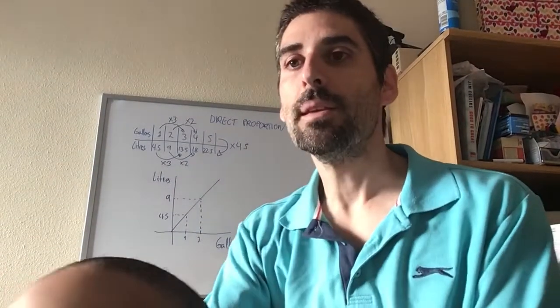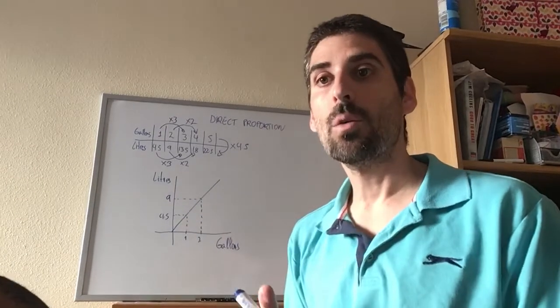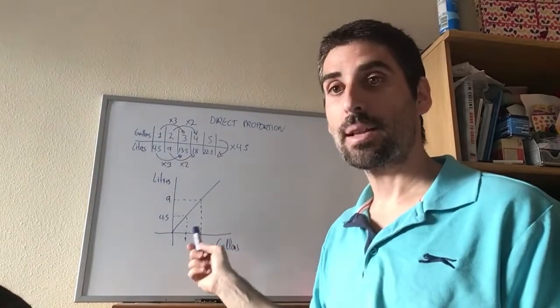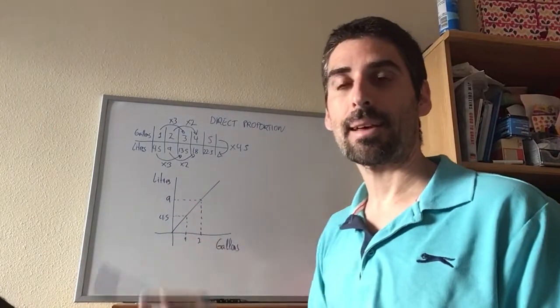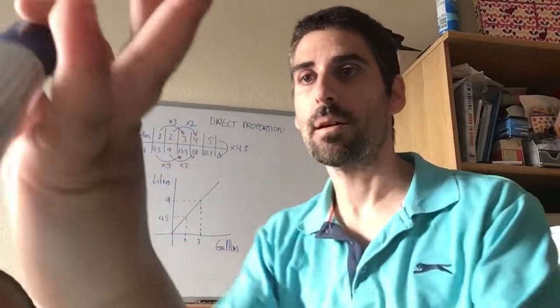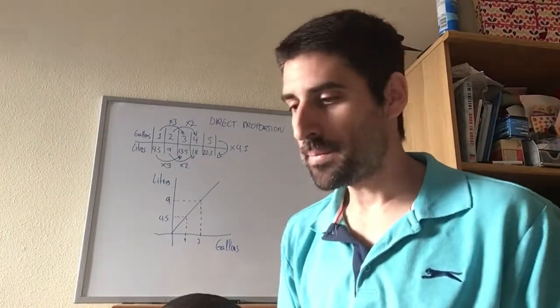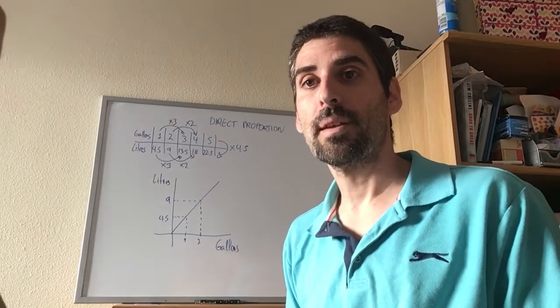So the graph of a direct proportion relationship will always look like a straight line going through the origin, like that, okay? That is direct proportion, basically.